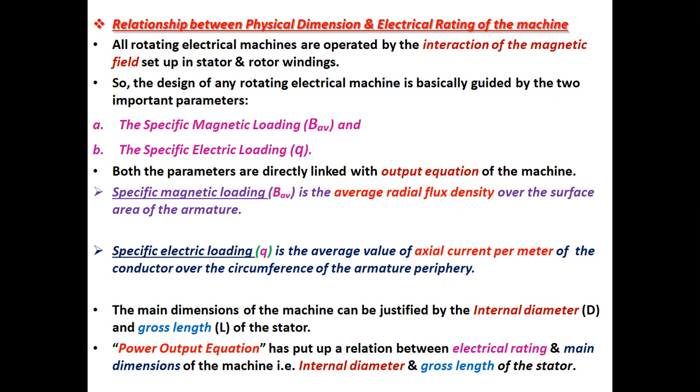Specific magnetic loading is the average radial flux density over the surface area of the armature. Specific electric loading, Q, is the average value of axial current per meter of the conductor over the circumference of the armature periphery. The main dimensions of the machine can be justified by the internal diameter d and gross length L of the stator. The power output equation puts up a relation between electrical rating and main dimensions of the machine, that is internal diameter and gross length of the stator.